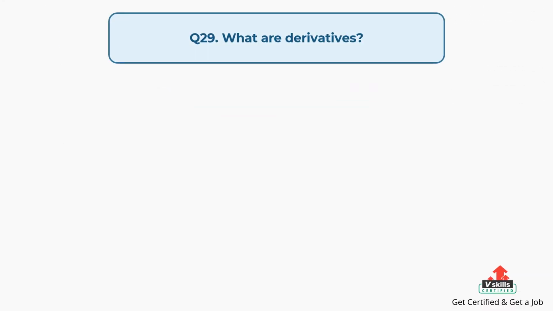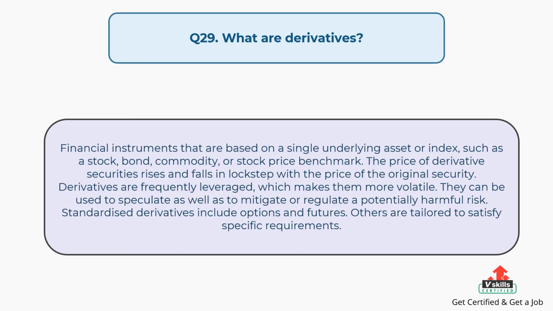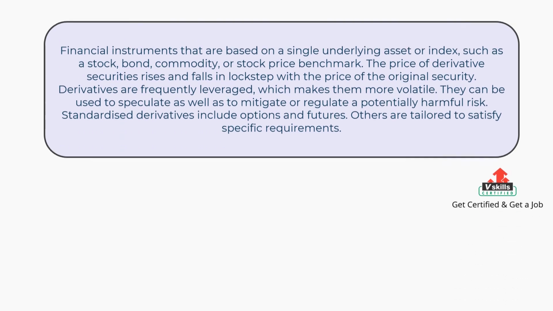Question number 29. What are derivatives? The answer is financial instruments that are based on a single underlying asset or index, such as a stock, bond, commodity, or stock price benchmark. The price of derivative securities rises and falls in lockstep with the price of the original security. Derivatives are frequently leveraged, which makes them more volatile. They can be used to speculate as well as to mitigate or regulate a potentially harmful risk. Standardized derivatives include options and futures. Others are tailored to satisfy specific requirements.